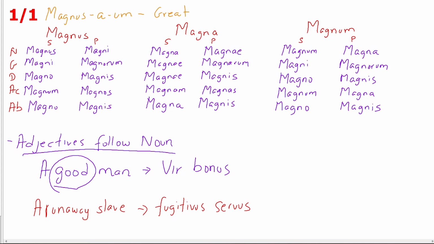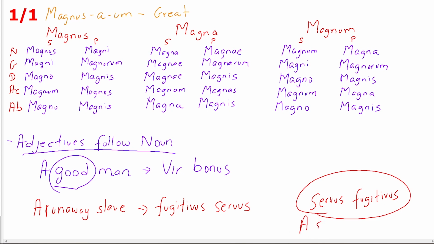On the other hand, if we have to say a slave who ran away, in that case you would use servus fugitivus. So in this case, when we are labeling something, we see that the adjective comes before the noun.